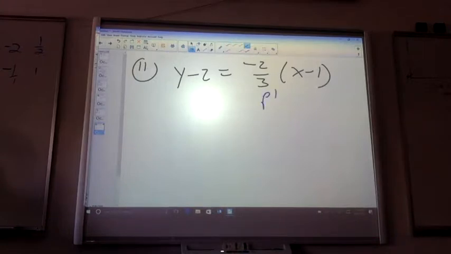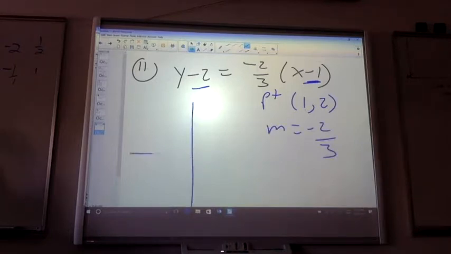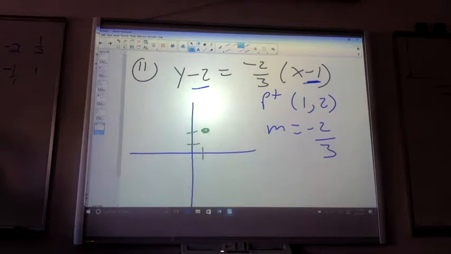Let's get my point. So it's opposite here, and my slope has to be negative 2/3. Yes. When they're opposites, they're both positive. Yes. So 1 comma 2, and then a slope down 2, right 3. Anything else?